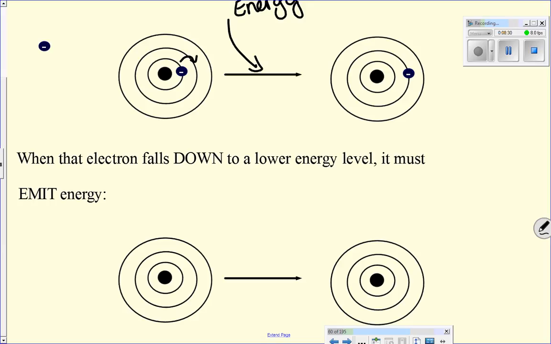Now that same electron that we saw up there in the second principal energy level, if it wants to move back down to its home, which it's going to want to do, it's going to actually have to emit energy to go back to that initial ground state configuration.